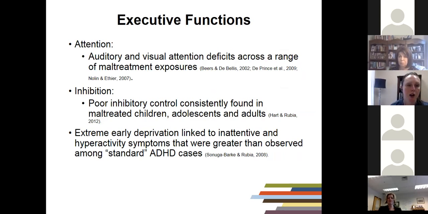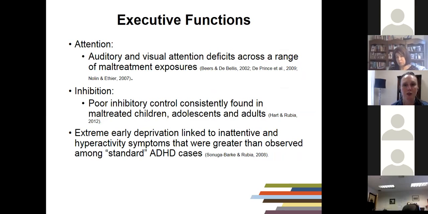But for kids with histories of trauma, we do see that they have challenges in both auditory and visual attention. And this is a pretty consistent finding across kids who have different kinds of maltreatment exposures. If you think again about having to sit in class, listen to the teacher, pay attention to what's being presented to you, children with trauma are going to potentially have more difficulty with that because it's harder for them to focus. Poor inhibitory control is a pretty consistent one. We see that expressed as a lot of behavioral problems. This is something that we see in the research across the age range. We see it in kids, we see it in adolescents, we see it in adults.